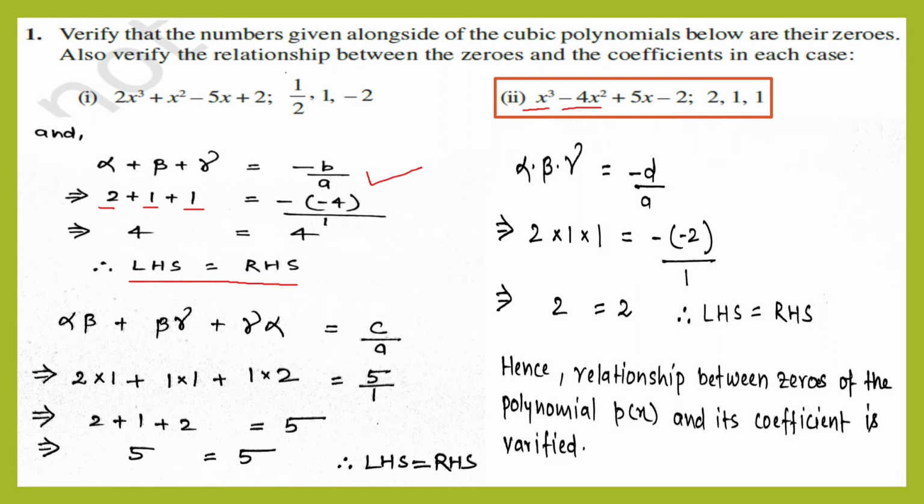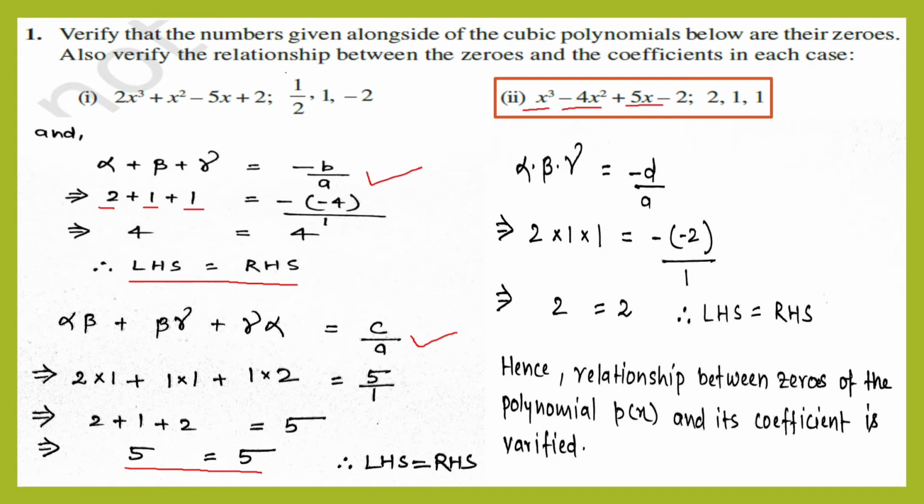Let's jump to the second relationship, that is alpha into beta plus beta into gamma plus gamma into alpha equal to c by a. Now we'll put the values of alpha, beta, gamma. Value of c will be the coefficient of x, that is 5, and value of a will be the coefficient of x cube, that is 1. Now again we will get LHS equal to RHS. That means our second relationship is also verified.